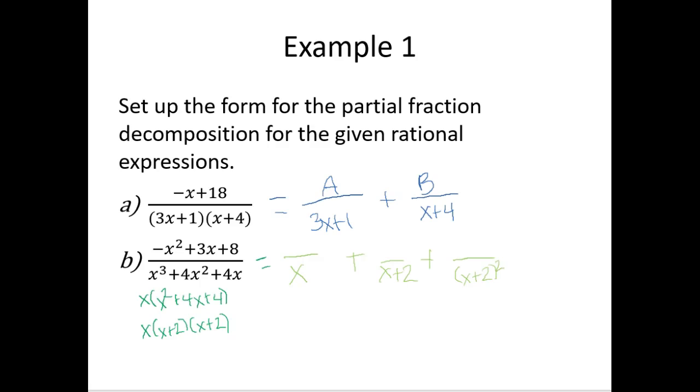And then because we have 2 factors that are the same thing, we want to have an x plus 2 squared back here. Now we'll put our placeholder in over here, right above the x. And then we'll put our placeholder over here above the x plus 2, and then our placeholder over here above the x plus 2 squared. And now we have our 2 fractions, and they are ready for the process of partial fraction decomposition.